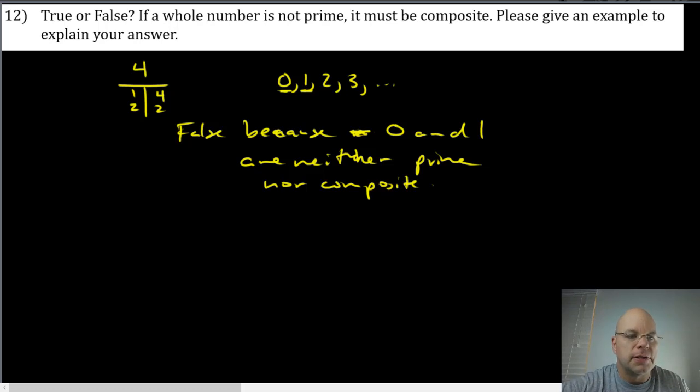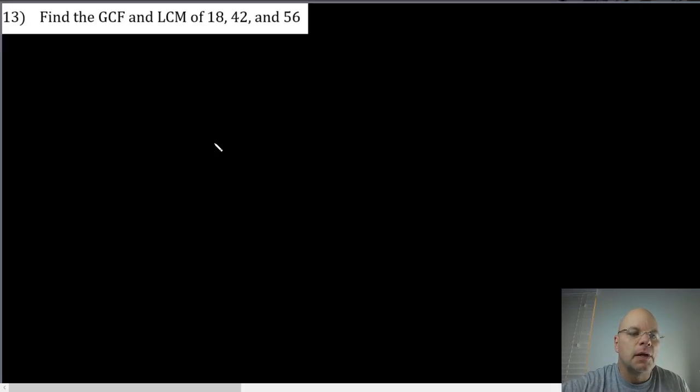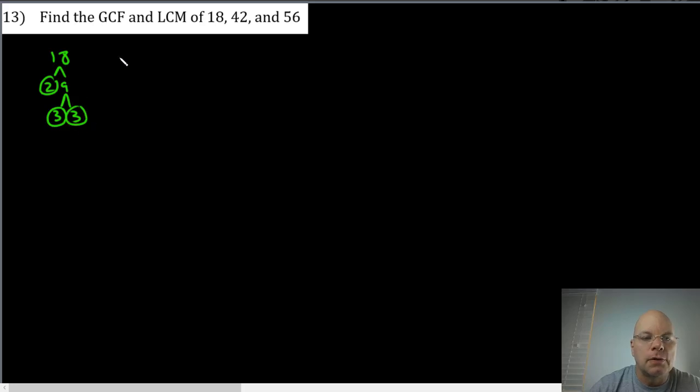Okay, problem 13. Find the greatest common factor and least common multiple of 18, 42, and 56. So we'll use our Venn diagram model. First we'll find the prime factorization of each of these. 18 is 2 9s and 9 is 3 3s. 42 is 2 21s and 21 is 3 7s. 56 is 2 28s. 28 is 2 14s. And 14 is 2 7s.